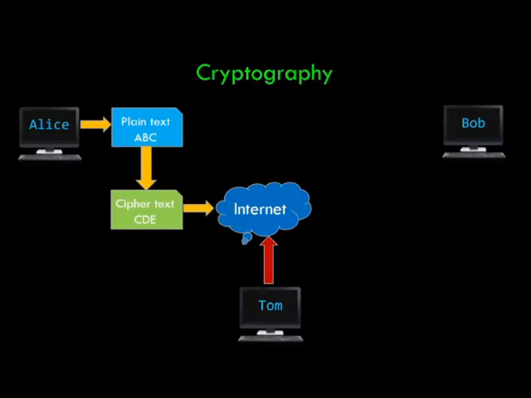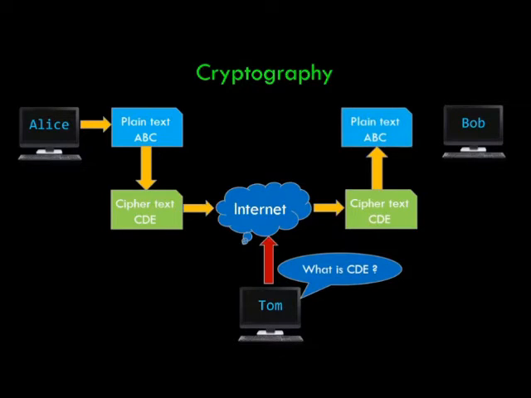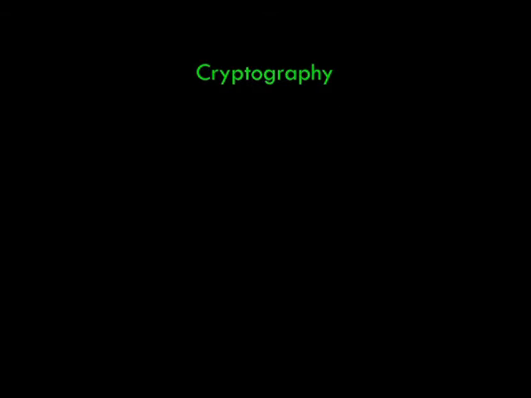Tom can capture this message, but it is not the original message. Similarly, when the message reaches Bob, he moves each character two positions back from the received text to get the original message ABC. This process is called decryption.